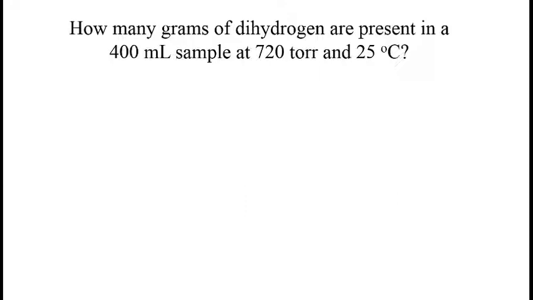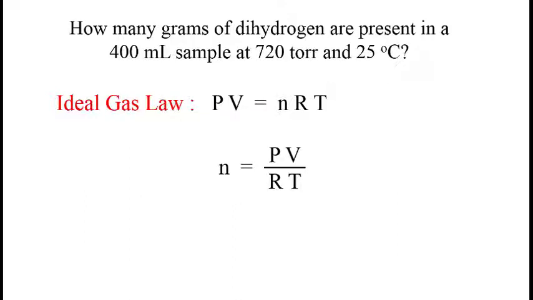Let's work a problem where we will need to consider the units of the quantities before using the ideal gas law. How many grams of dihydrogen are present in a 400 milliliter sample at 720 torr and 25 degrees C? We're asking for the amount of dihydrogen present. While none of the terms in the ideal gas law are in grams, the amount of the gas is denoted by n, the number of moles. Since we're given a volume, a pressure, and a temperature, we can rearrange the equation to solve for n.